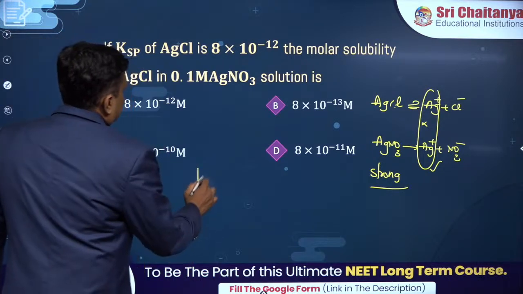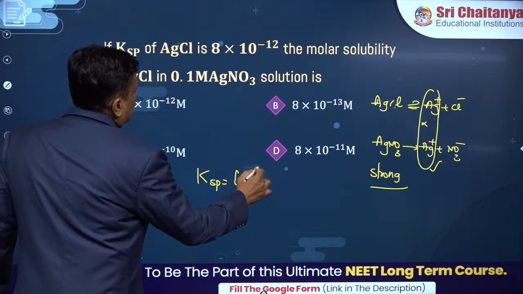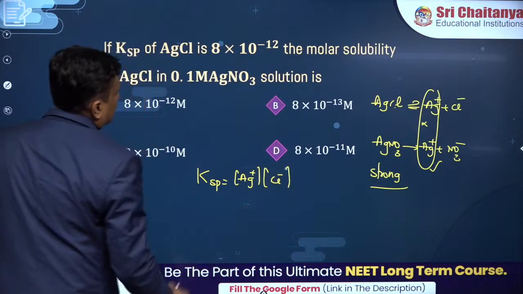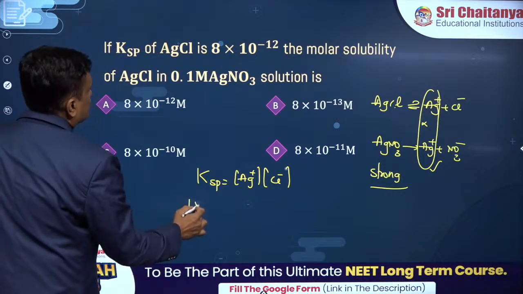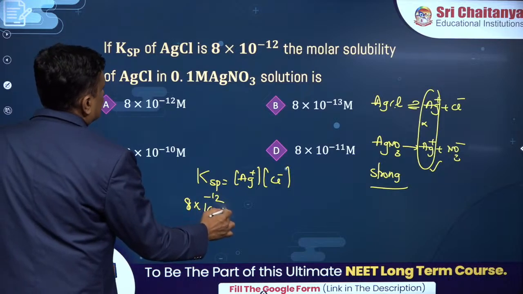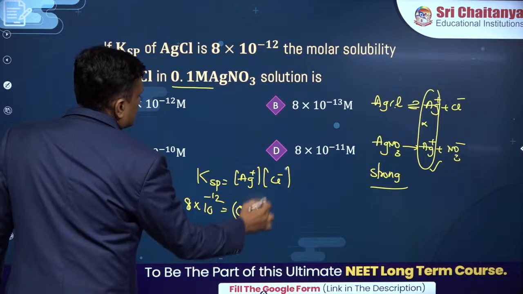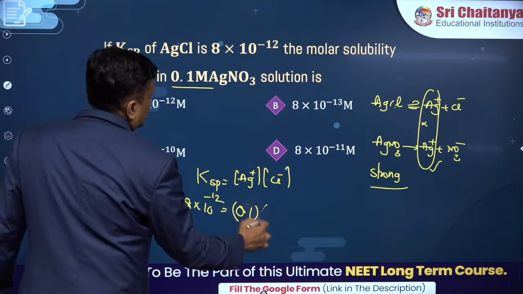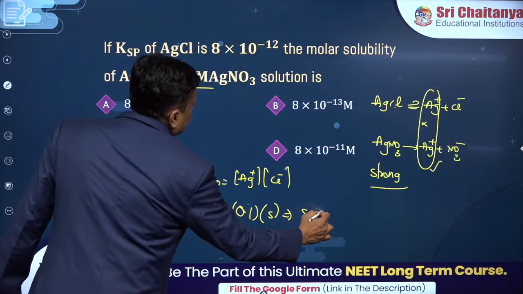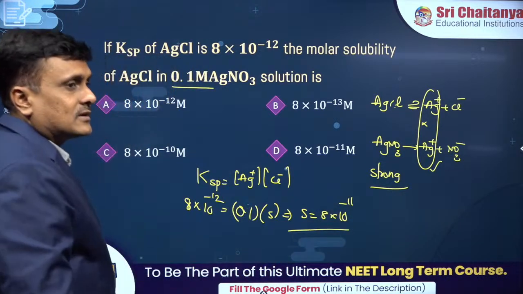When you write, because of the common ion effect, the concentration of Ag plus obtained from AgCl is pretty low. Therefore, you should take Ag plus as if it is obtained only from AgNO3, 1.8 into 10 to the power minus 12, into the concentration of Cl minus, which is nothing but the solubility. So, solubility is turning out to be how much? 1.8 into 10 to the power minus 11. Yes, simply you got it.